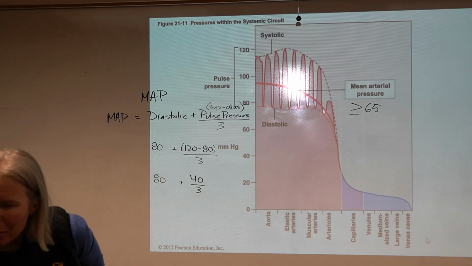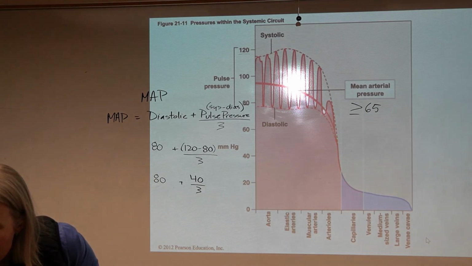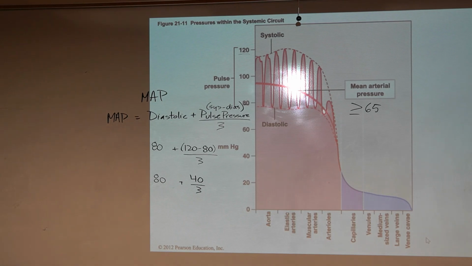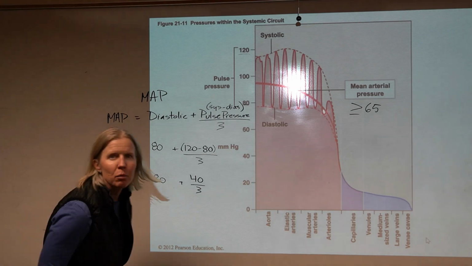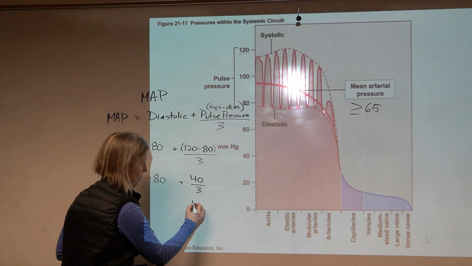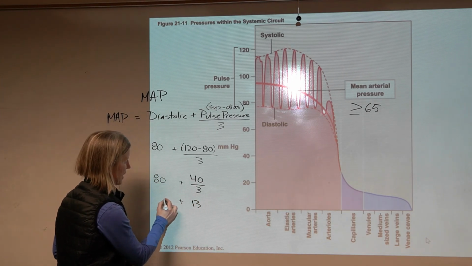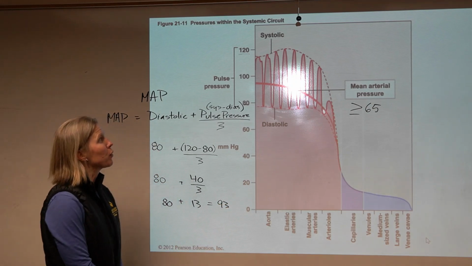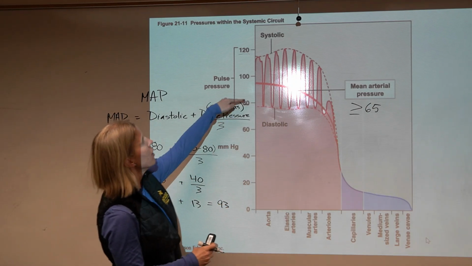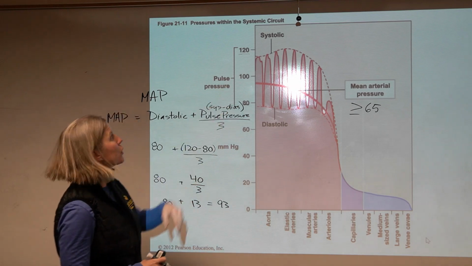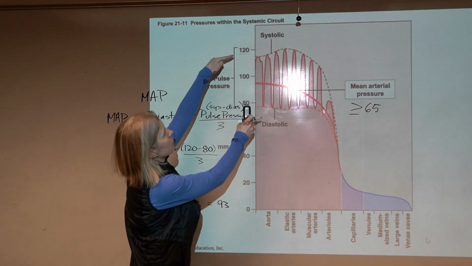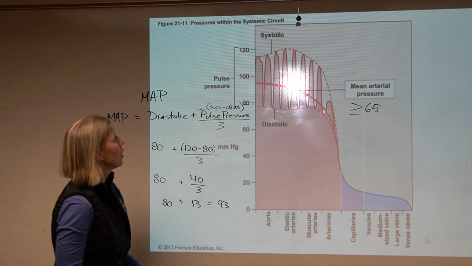We'll divide that by 3 and add 80. 40 divided by 3 is 13. Double check me on that. I'm getting 13. Plus 80 is 93. So that would be the mean arterial pressure. And that seems about right. We're a little closer, I guess, a little closer on the diastolic end.